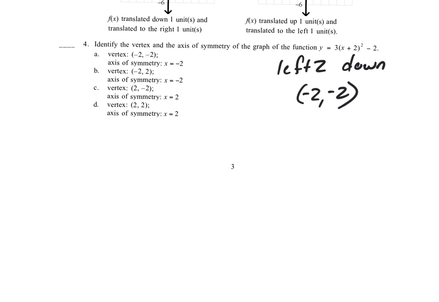That's the first part. The axis of symmetry is always going to be x equals the x value. And my x value is negative 2. So it's going to be x equals negative 2. So just really be careful about the direction that you're moving, because the direction will tell you what your vertex is. Left 2, down 2. From 0, 0. 0, 0 is like our original starting point for anything.